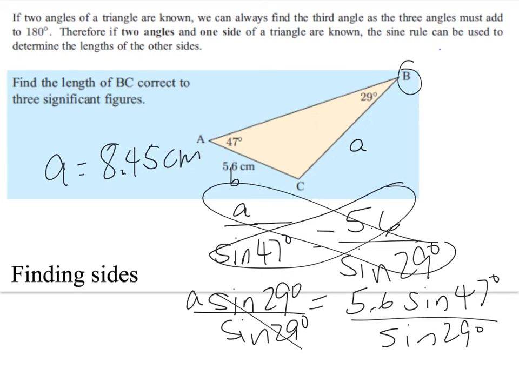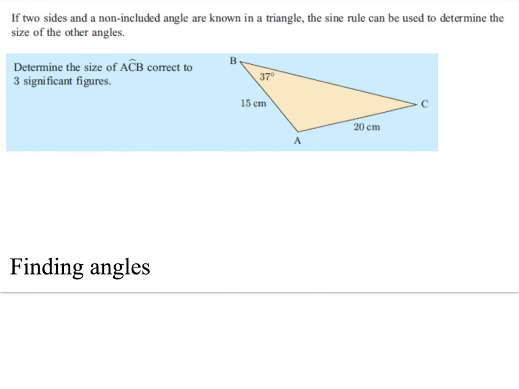So that is how we can use the sine rule to find a missing side if we're given two angles and one side. The other thing we can use this for is if we have two sides and a non-included angle. So here we have two sides, but notice our angle, we don't have the one that's included in the middle. We have a non-included angle. We can use the sine rule to determine the other angles.